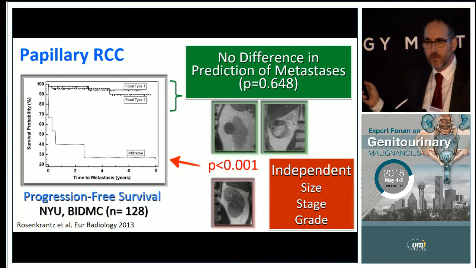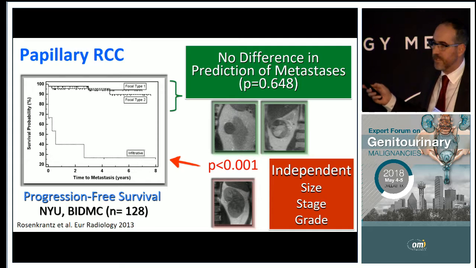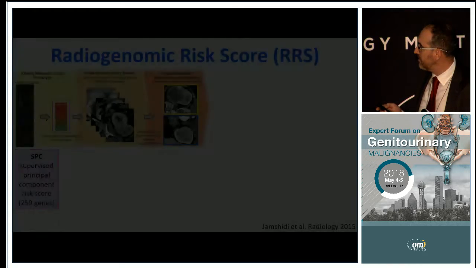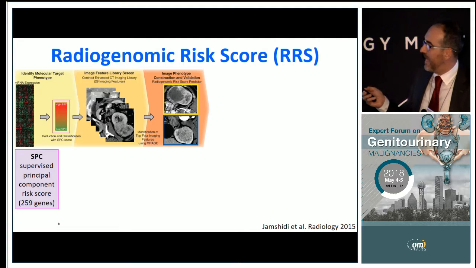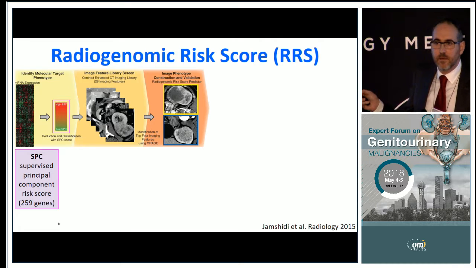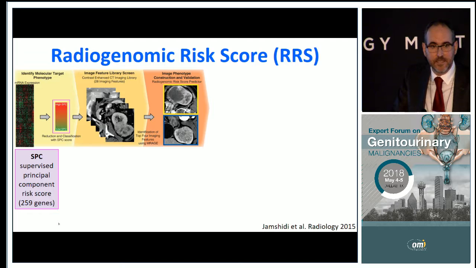So it's actually a subgroup of type 2 papillary cancers that do really badly and seems to be predicted by the infiltrative phenotype. Now, this is a study from the UCLA group that looked at 28 imaging traits in clear cell carcinoma, and they asked the question: what imaging trait correlates to a previously described SPC score, which was based on 259 genes that correlate with poor outcome in clear cell carcinoma?